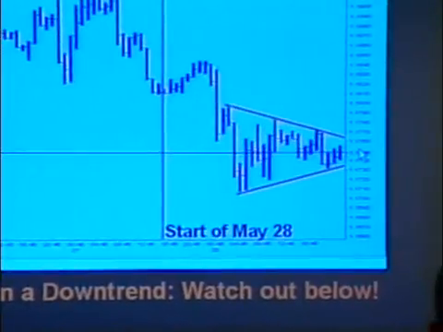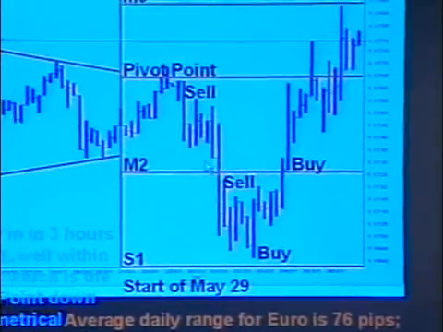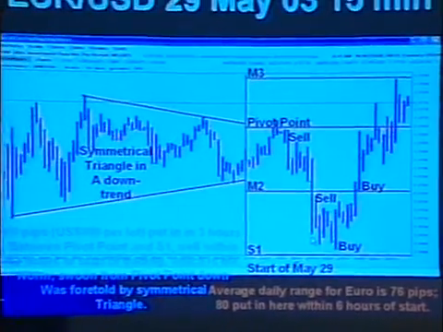There it is on the 1-hour chart. And you're right, price went down. So that's good, you've got that.